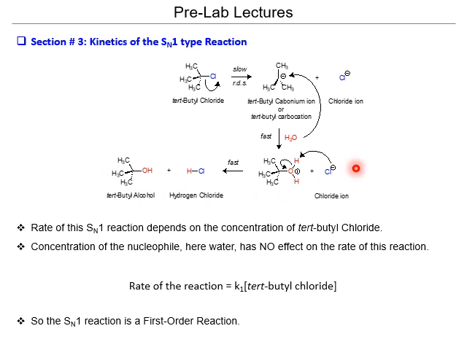Again, here's the mechanism. So the rate of this SN1 reaction depends on the concentration of tert-butyl chloride, since this is the rate determining step. The concentration of the nucleophile, the water, has no effect on the reaction. Usually we add an excess of that. So here you can see the formula. The rate of the reaction equals k, an experimentally determined constant, times the concentration of tert-butyl chloride. Right, it's a first order reaction.